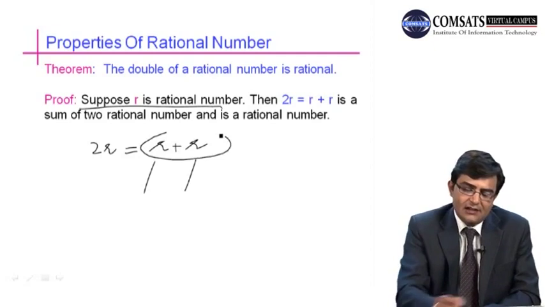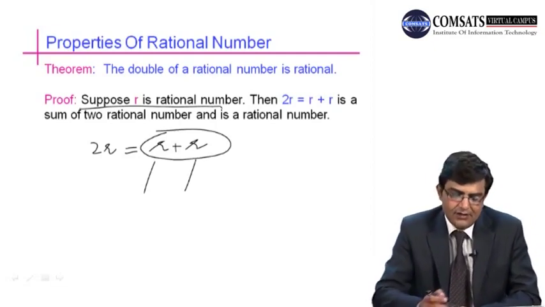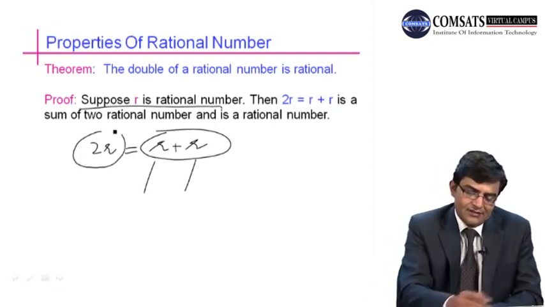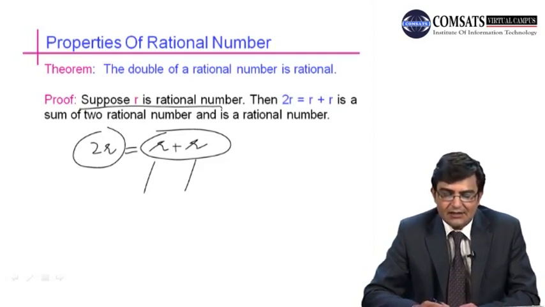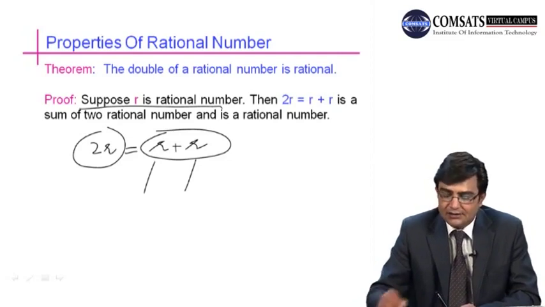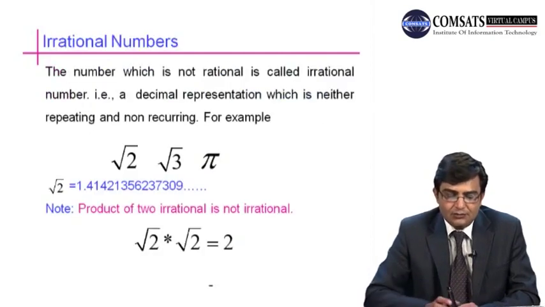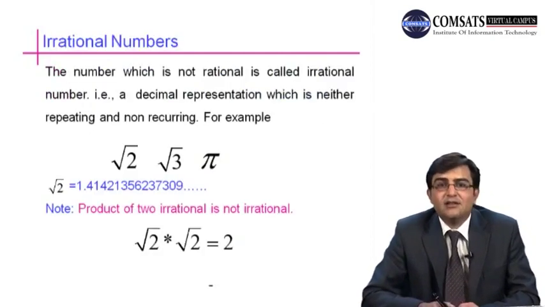So if the right hand side is a rational number, then the left hand side must also be a rational number. So we can conclude here that the double of a rational number is also a rational number. I hope you understand how we can conclude that the double of a rational is rational. So we proceed to the irrational numbers.